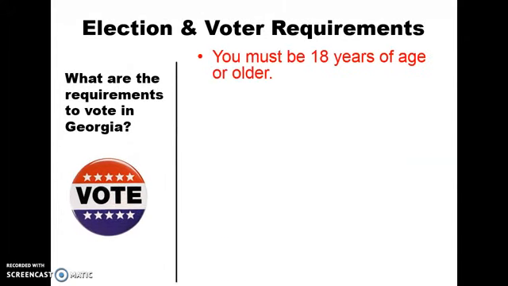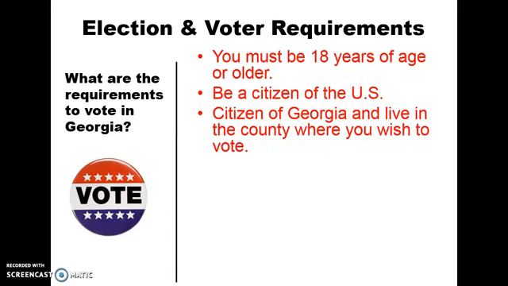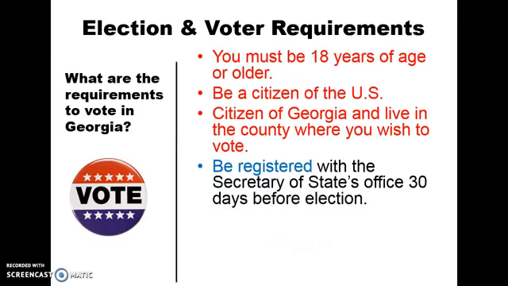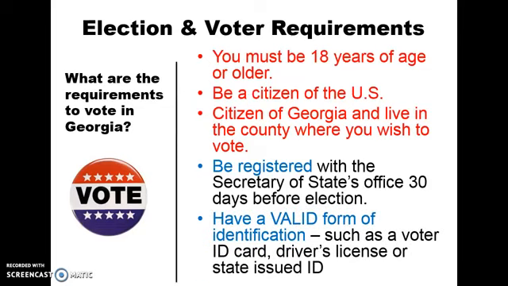Now, in order to be eligible to vote in Georgia and in any U.S. election, you have to be 18. You have to be a citizen of the United States. You have to be a citizen of Georgia and live in the county where you wish to vote. And you have to be registered 30 days before the election. So the election's at the beginning of November. That means that people must be registered to vote by the beginning of October. And you have to have a valid form of identification. This does not have to be a driver's license. It could be a passport, a state-issued ID. It just has to be a very legal form of identification, okay?